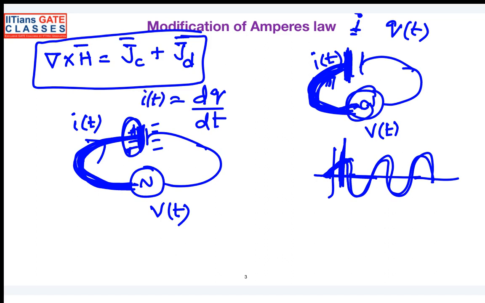So you can call this a displacement, because this is a movement of the electrons from the source to the capacitor. That's the reason why I was calling it a displacement current.